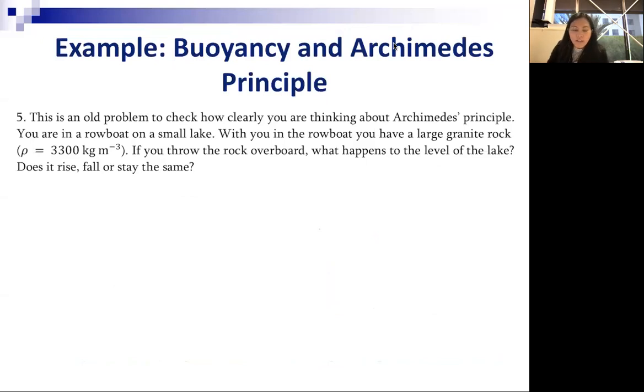Right. Okay. So the next question is also about buoyancy, and it's an old problem to check. Yeah, it's a conceptual question, but you can also solve it by using equations. You are in a rowboat on a small lake, and with you in the rowboat you have a large granite rock. The density of the granite rock is 3,300 kilograms per cubic meter. If you throw the rock overboard, what will happen to the level of the lake? Does it rise, fall, or stay the same?